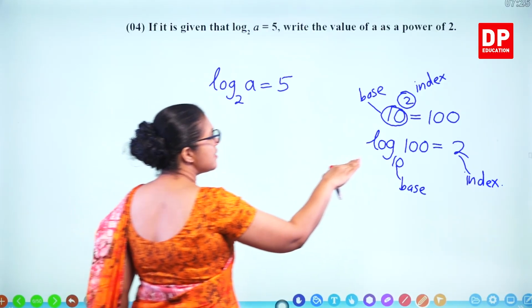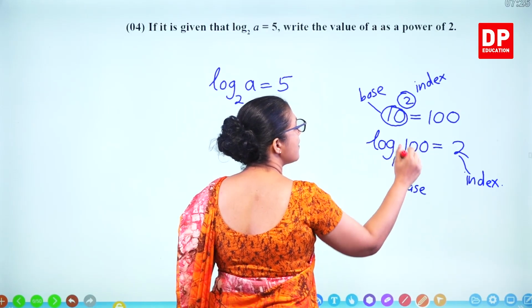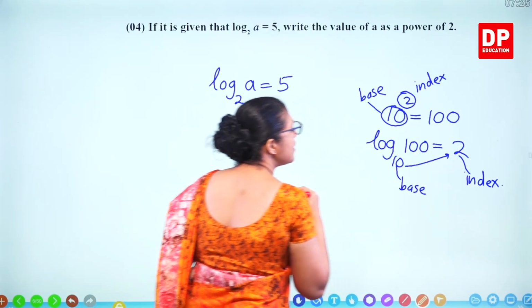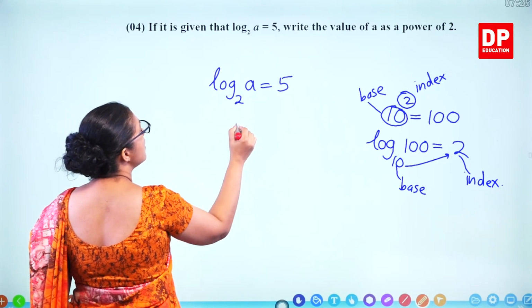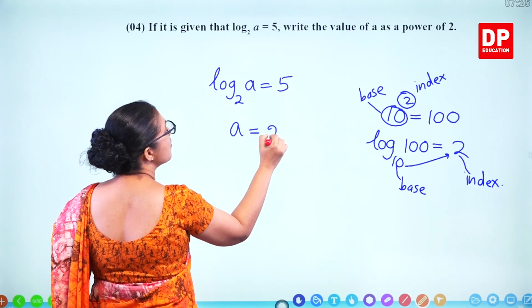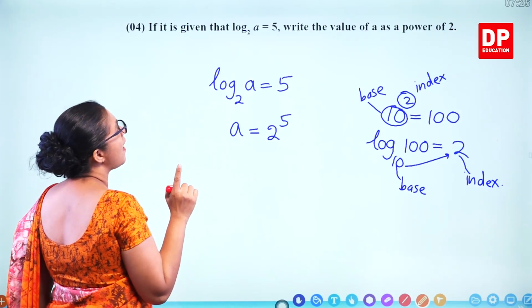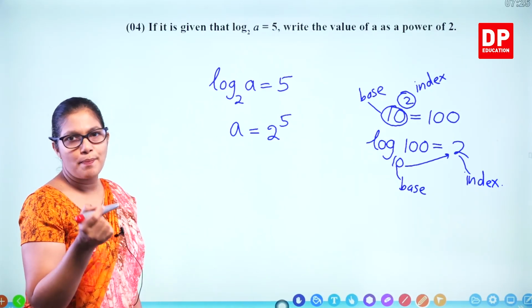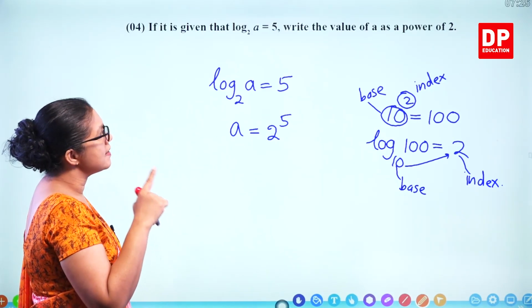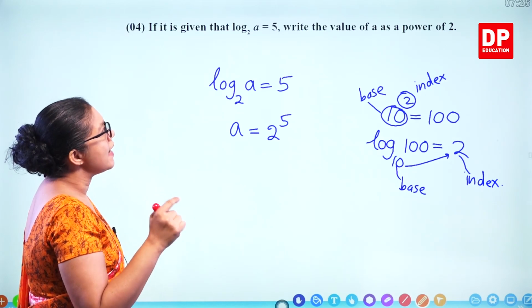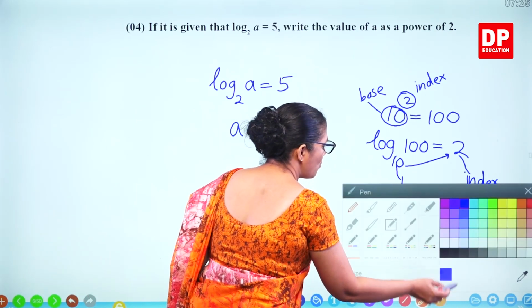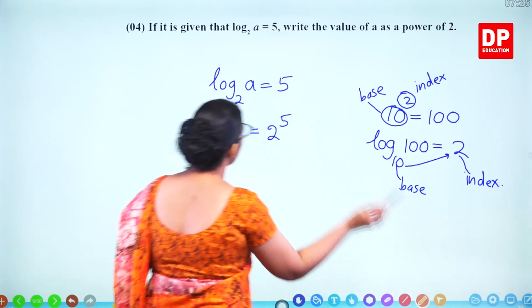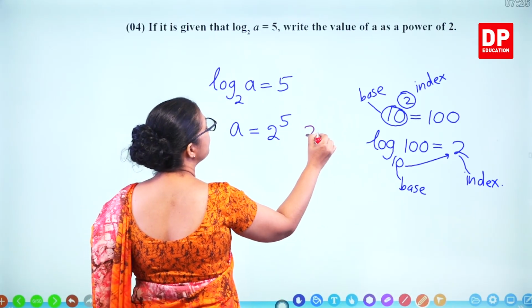So here 10 squared is 100. So you look at this one. So here in this case 2 to the power 5. So a equals 2 to the power 5. So you don't need to expand and write down the value because it says value of a as a power of 2. So that's the answer. So you get straight away 2 marks for this step.